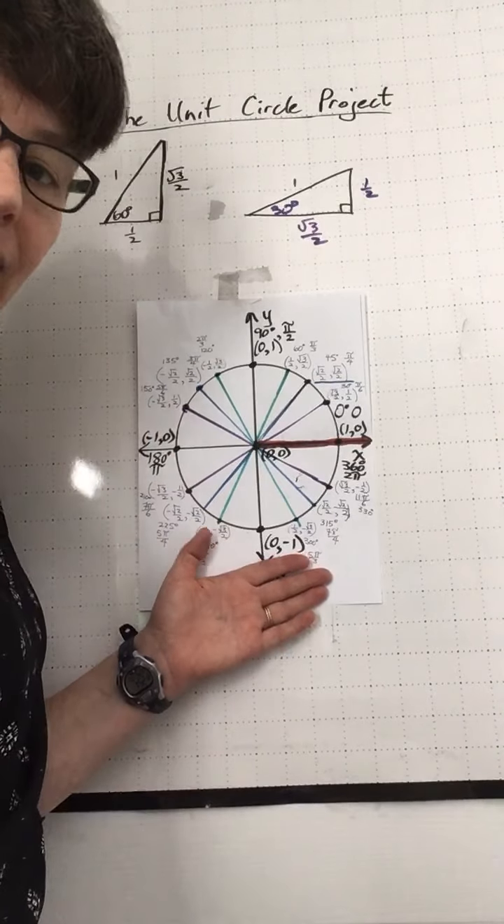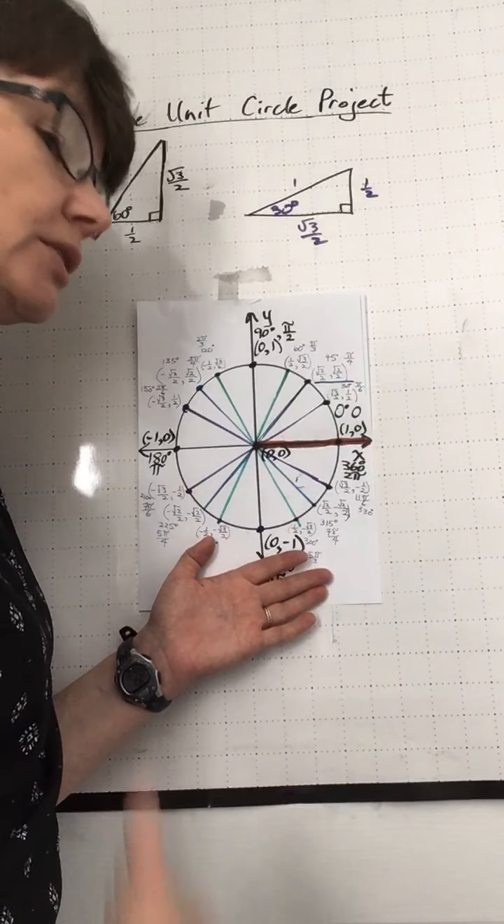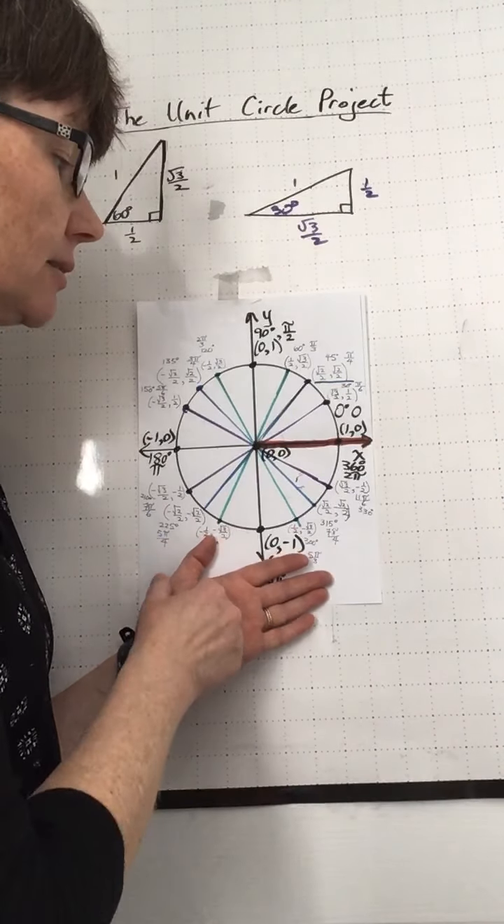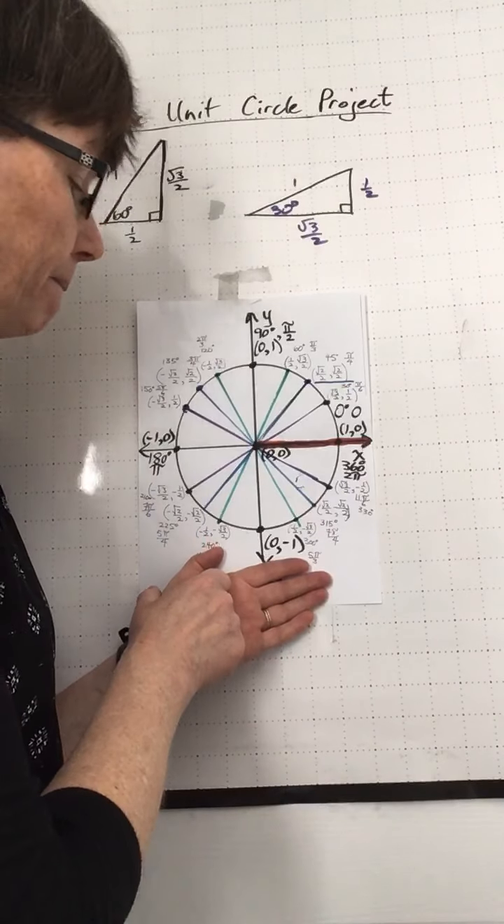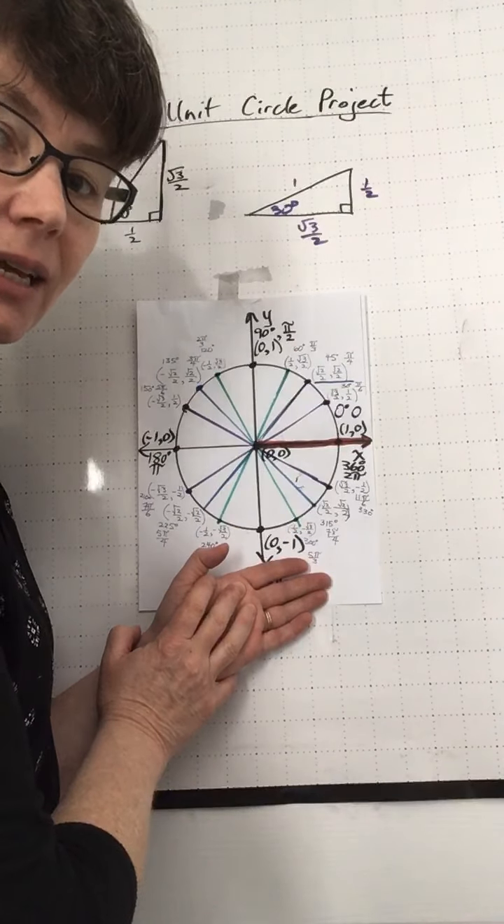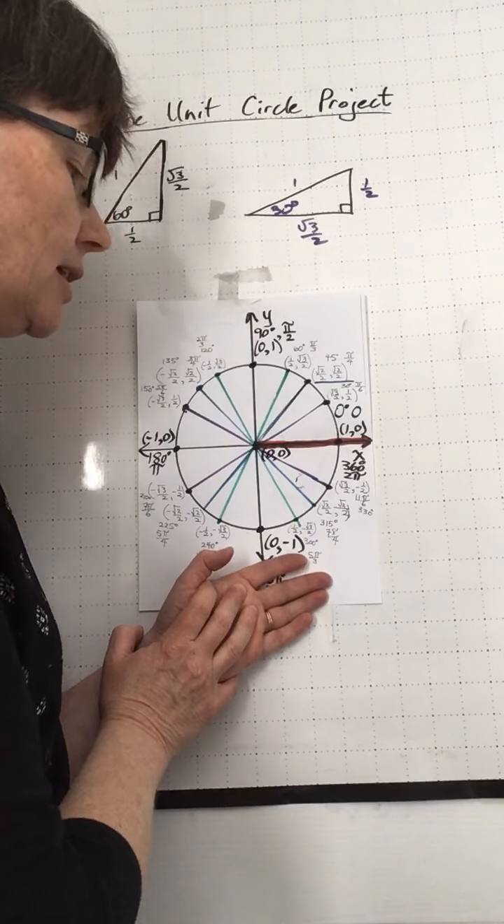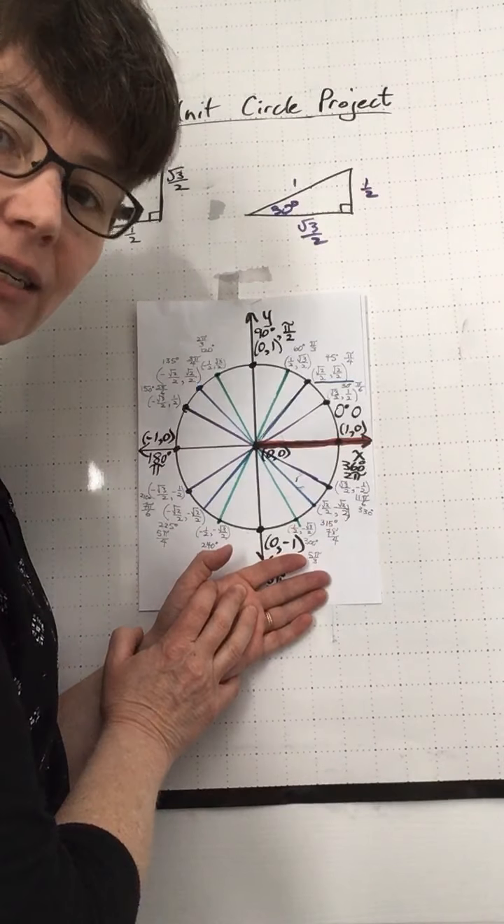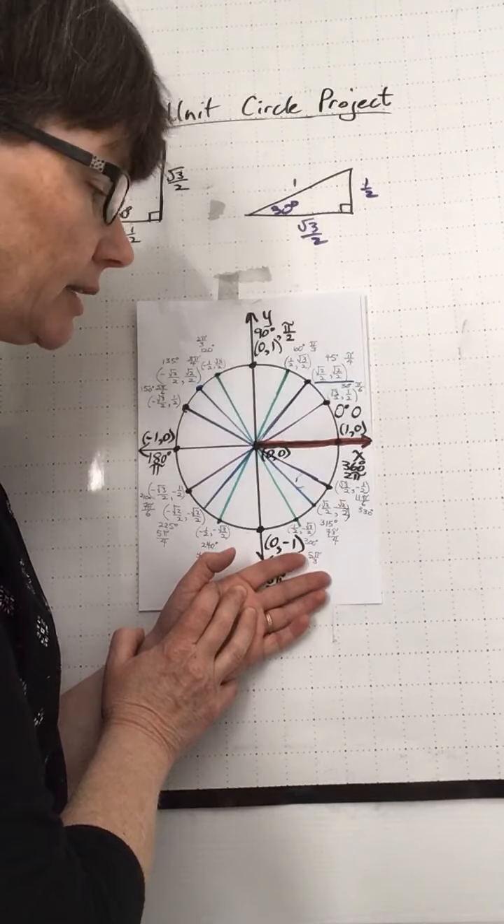Okay, this helps us then be able to do certain calculations without using a calculator. So any of these angles, we can find the cosine of any of these angles without using a calculator. We can also find the sine of any of these angles without using a calculator.